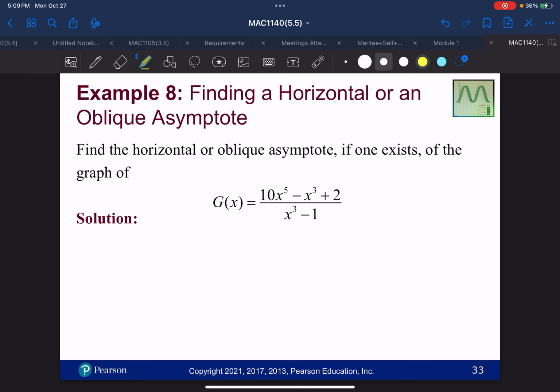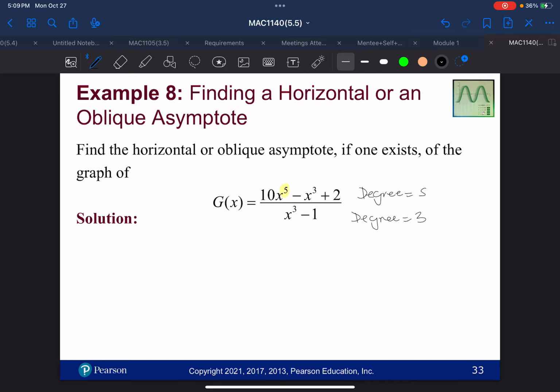Okay. Next example. This one we're looking at the degrees again. So the top one is the degree is equal to 5, and the bottom, the degree is equal to 3. So in this case, the top is greater than the bottom, but it's greater by more than 2. So it's not just greater by 1. So this is going to be that last case where we have no horizontal asymptote.